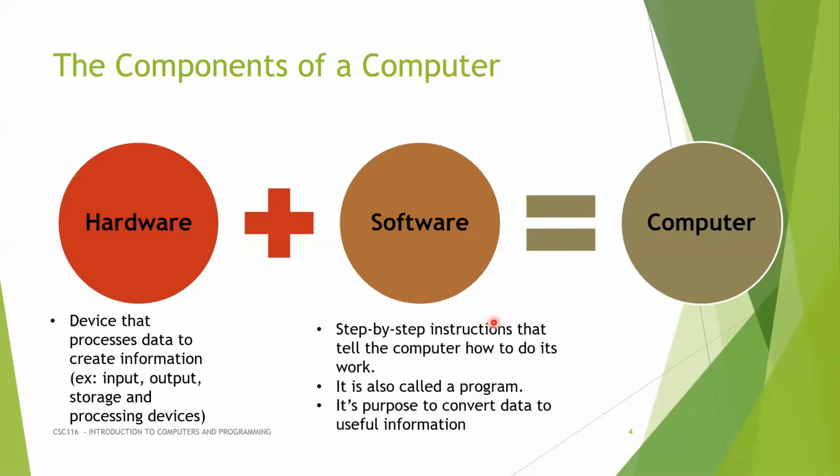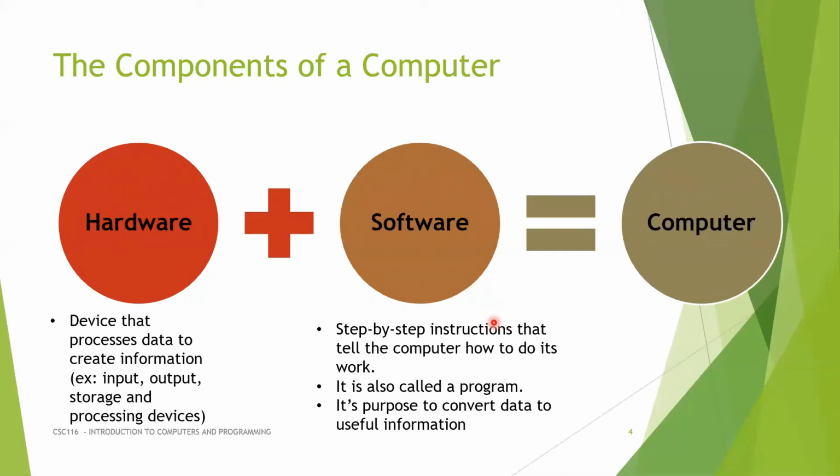Untuk software pula, step by step instructions that tell the computer how to do its work. So software ni adalah kerja programmer. Programmer ni tugas dia adalah untuk create a software. Software nama lain dia kita kenal dia sebagai sistem ataupun application. It is also called a program. Okay, maksudnya step by step instruction. Nanti bila you dah belajar CSC 1 to 6, you akan belajar step by step to do the coding. So step by step to do the coding, itu adalah step by step instruction to tell the computer how to do its work.